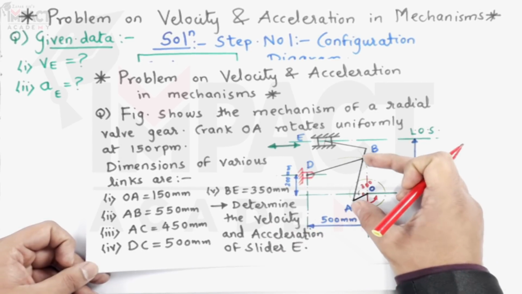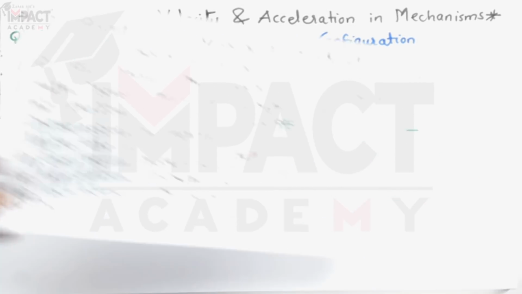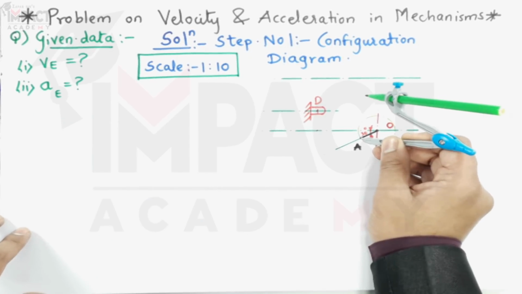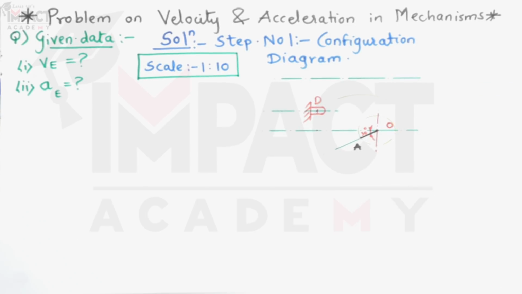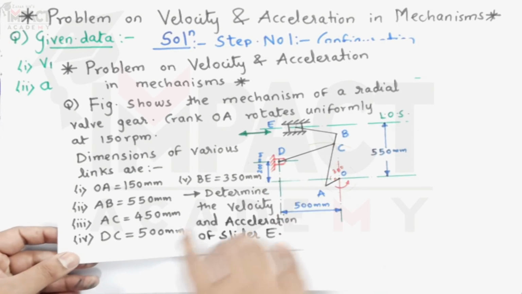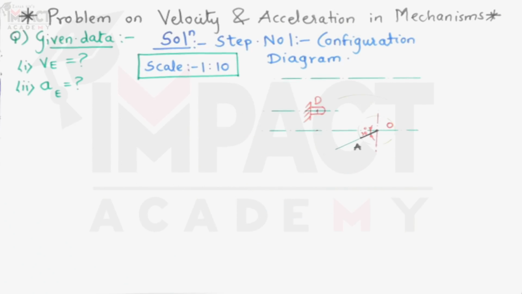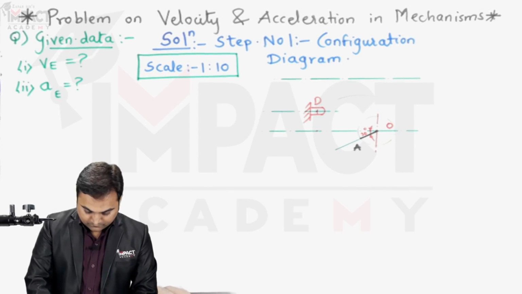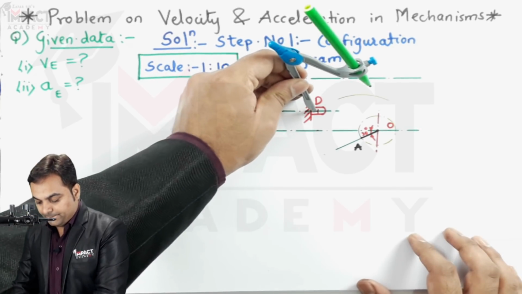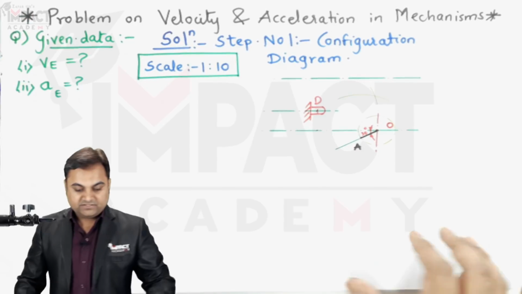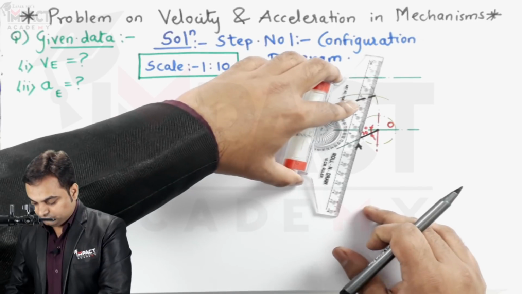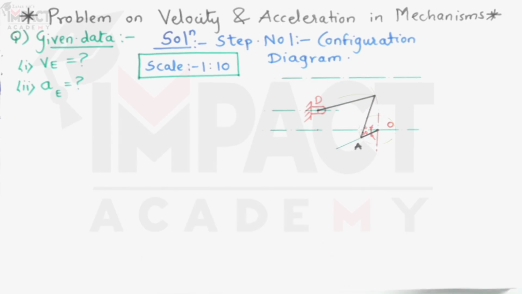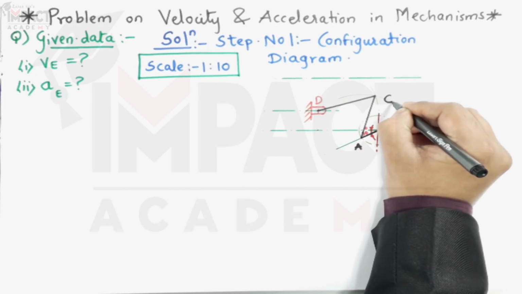So what I'll do here is measuring distance AC, that is 45 mm in the compass, keeping on point A and drawing a light arc. Then from point D I would be measuring CD as 50 mm because here it is 500. So measuring 50 mm. Now keeping it on point D, cutting this arc. So here I get point C at the intersection.